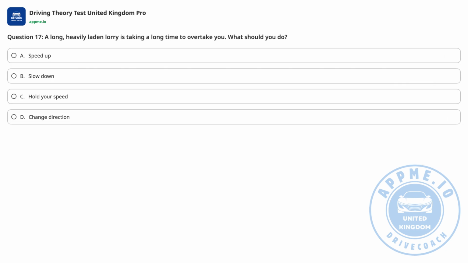Question 17. A long, heavily laden lorry is taking a long time to overtake you. What should you do? A. Speed up. B. Slow down. C. Hold your speed. D. Change direction.